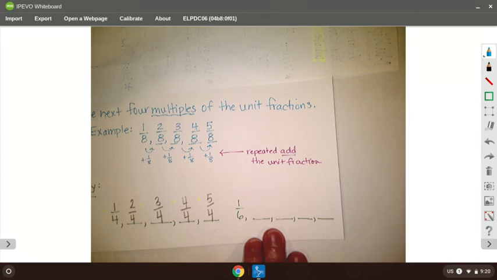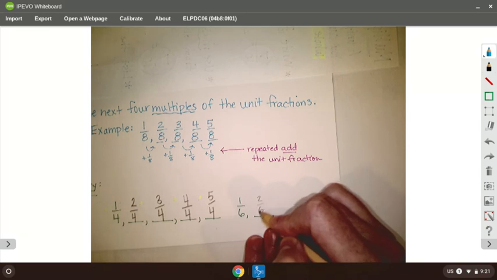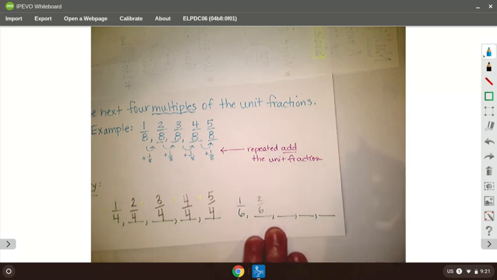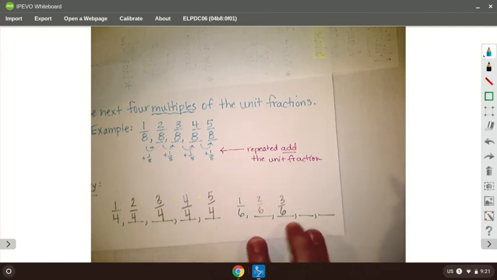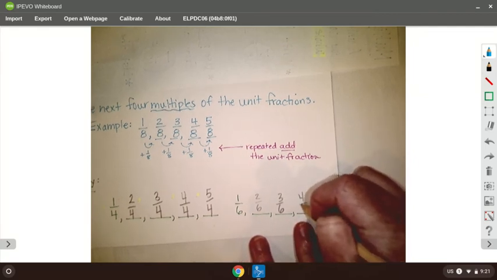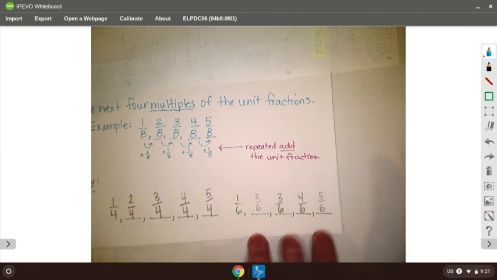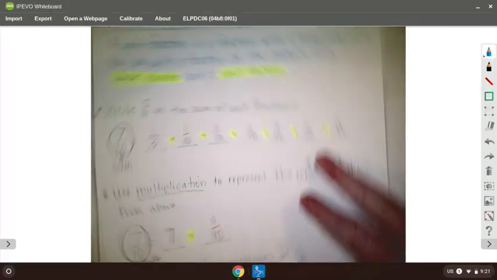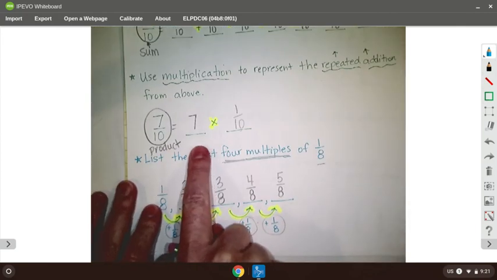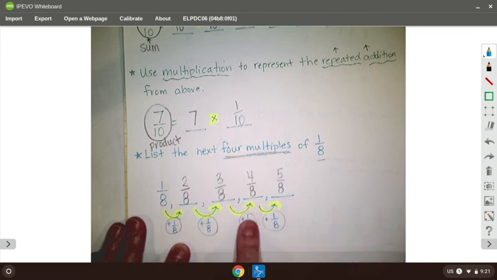Next, I have 1/6. If I add 1/6, I would have 2/6. If I added another 1/6, I would have 3/6. If I added another one, 4/6. If I added another one, 5/6. Okay? These are going to be the 2 different things that you are going to be asked to do on Think Central today. The first thing is going to be multiplying a whole number times a unit fraction. And the second thing is listing multiples.